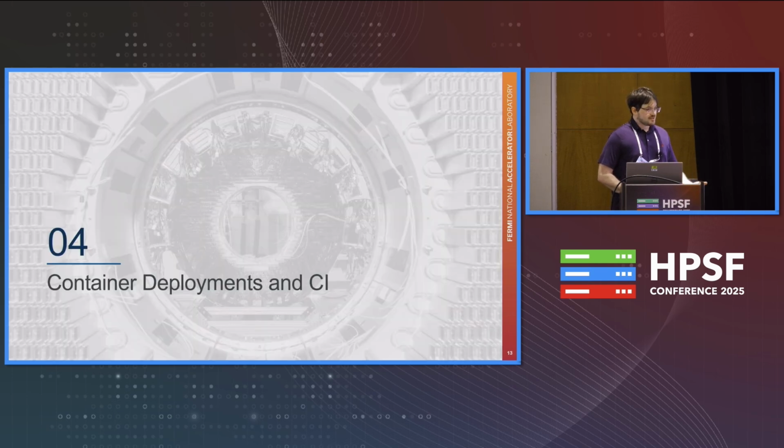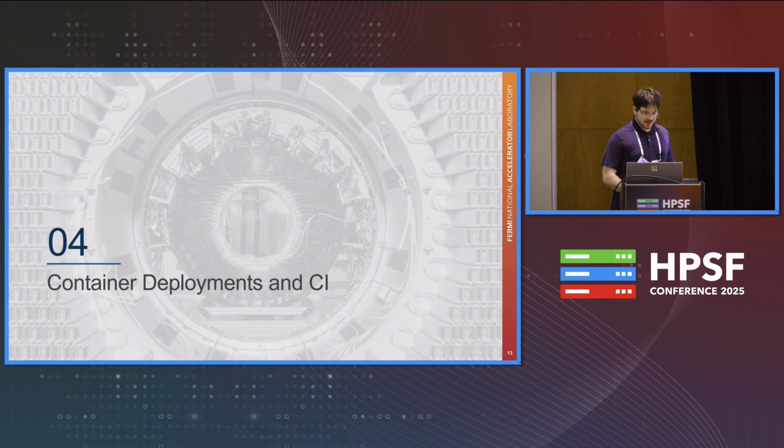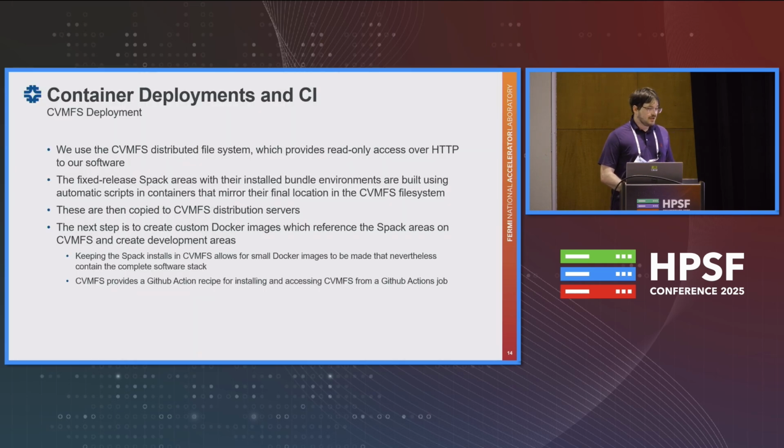So then the next thing is container deployments at CI. We have our development environment. Like I said, it's basically building everything in a big CMake project, but it's only the actual end products that we care about. So we use CVMFS. It's a great way to deploy these sorts of things. We have read-only access over HTTPS. The fixed release Spack areas we can then install into CVMFS, and that gets distributed out to the internet at large, so it can be accessed anywhere.